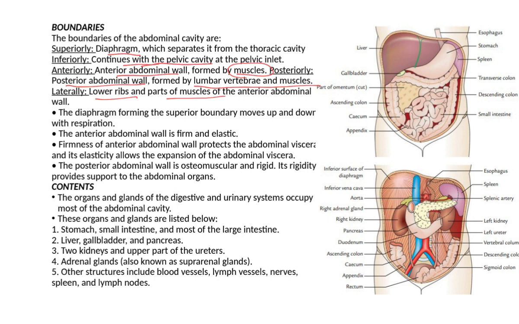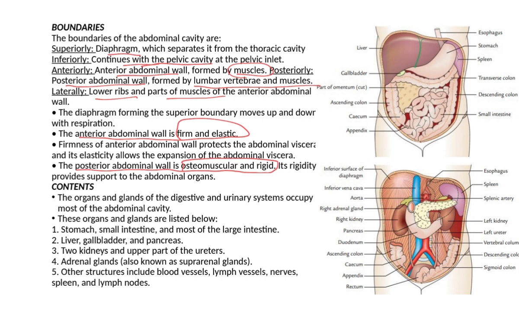The anterior abdominal wall is firm and elastic. Firmness of the anterior abdominal wall protects the abdominal viscera, and its elasticity allows the expansion of the abdominal viscera. The posterior abdominal wall is osteomuscular and rigid. Its rigidity provides support to the abdominal organs. So the anterior abdominal wall is firm and elastic. Posterior abdominal wall is osteomuscular and rigid.